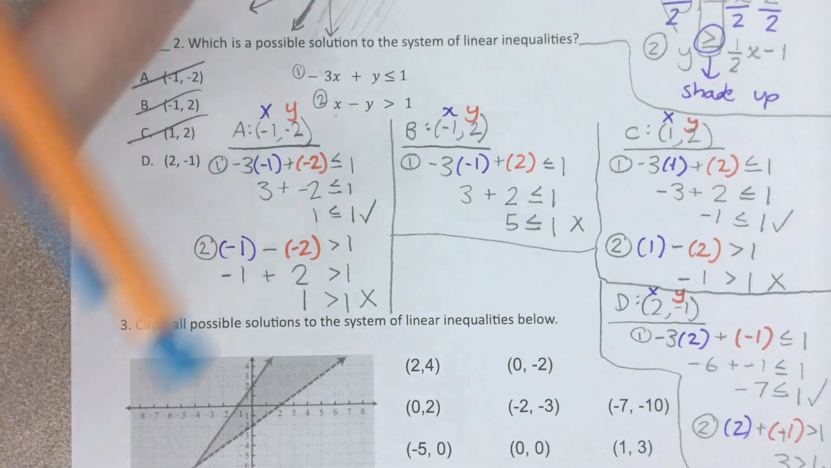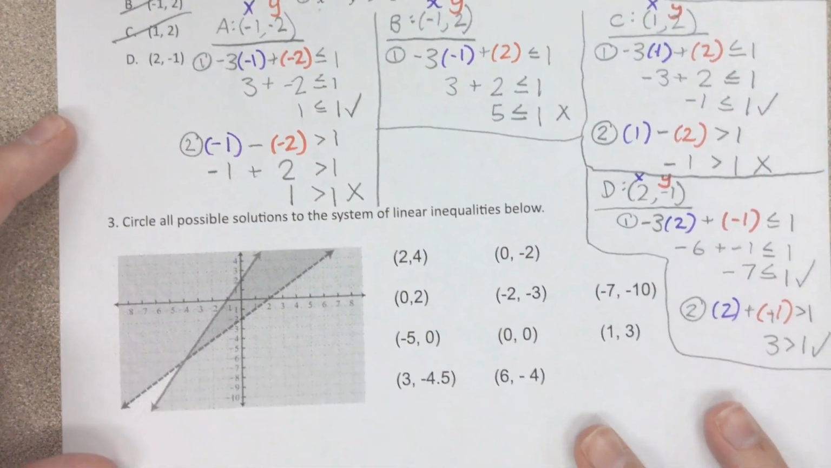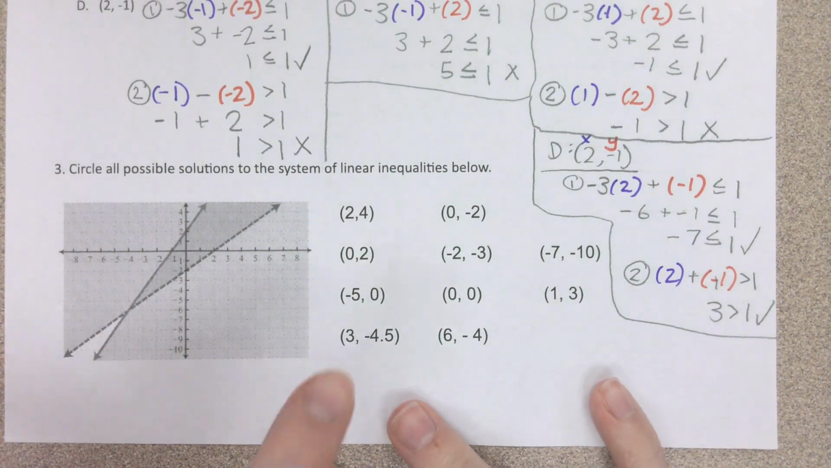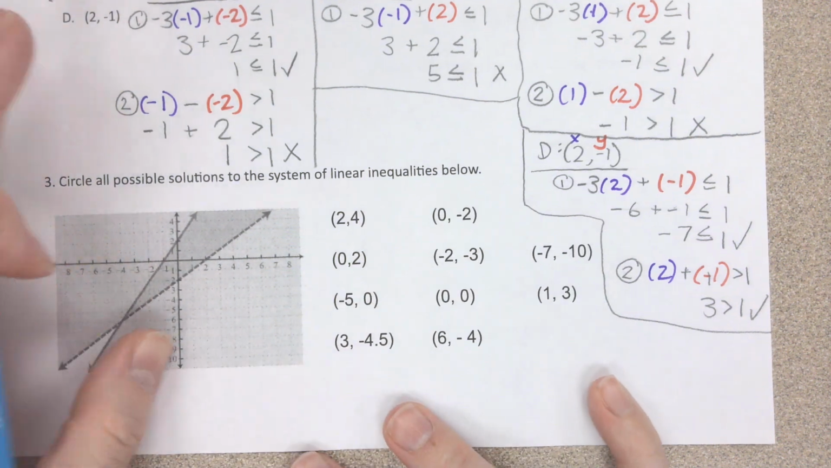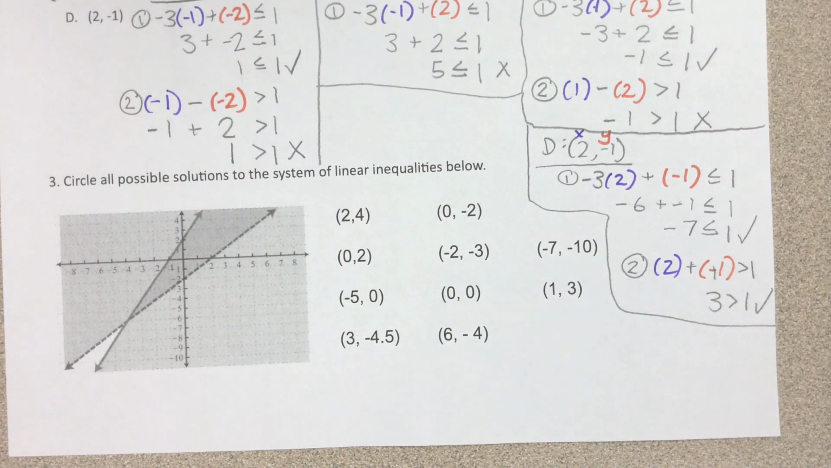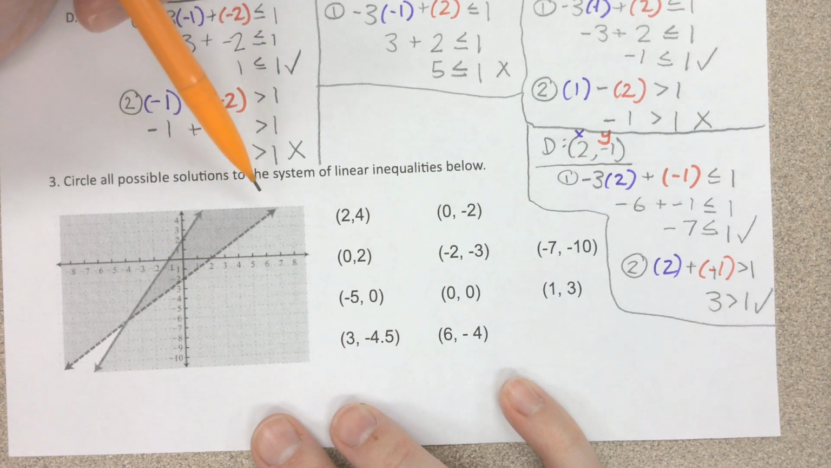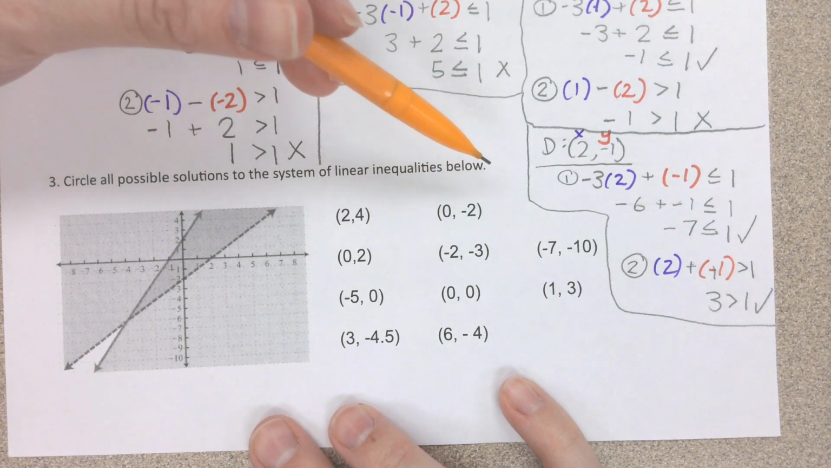So we were correct in that. Number 3. I actually love problems like number 3. I kind of find them fun. So here we have multiple possible answers, and we need to figure out which ones are answers and which ones are not. Circle all possible solutions to the system of linear inequalities below.